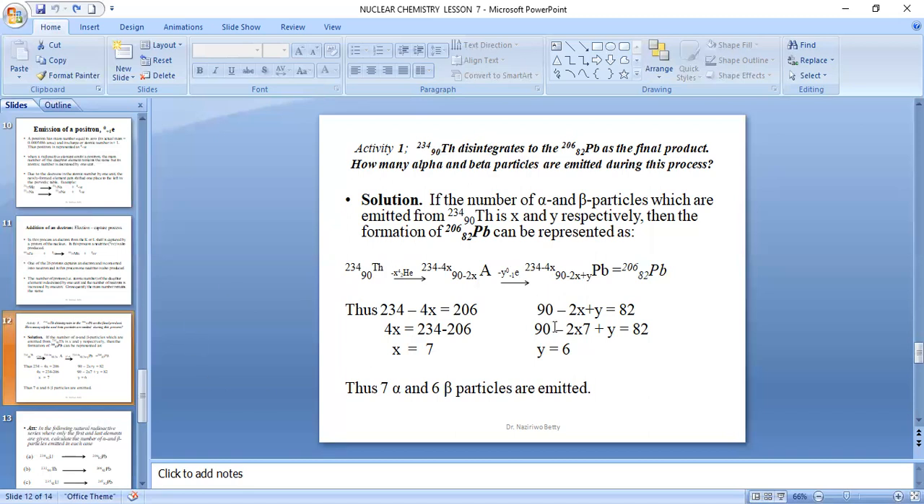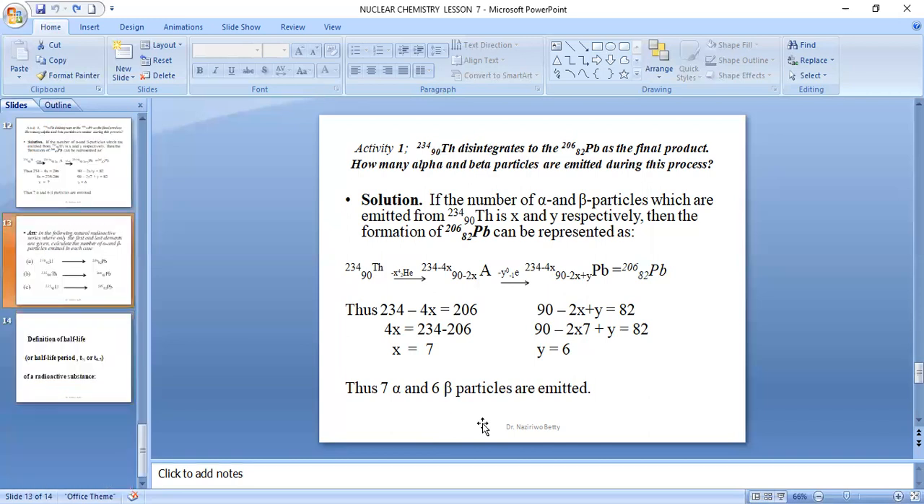Similarly, equating the atomic number of the final product to 82, this will give us 90 minus 2x plus y. Since x is equal to 7, we substitute for x, and we shall get the value of y as 6. Therefore, 7 alpha particles and 6 beta particles are emitted.